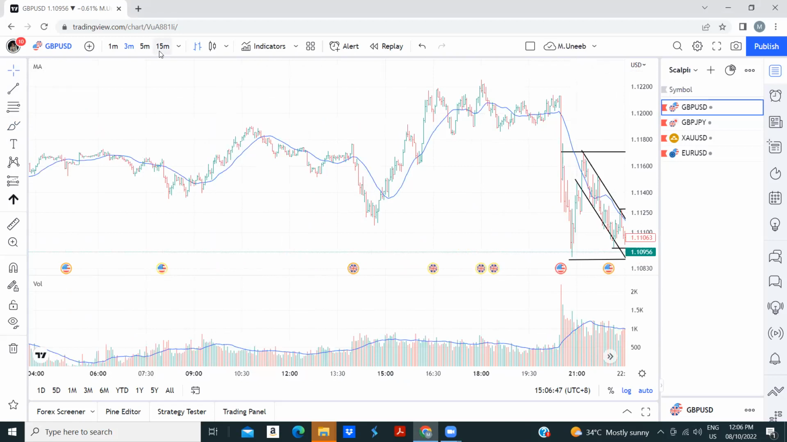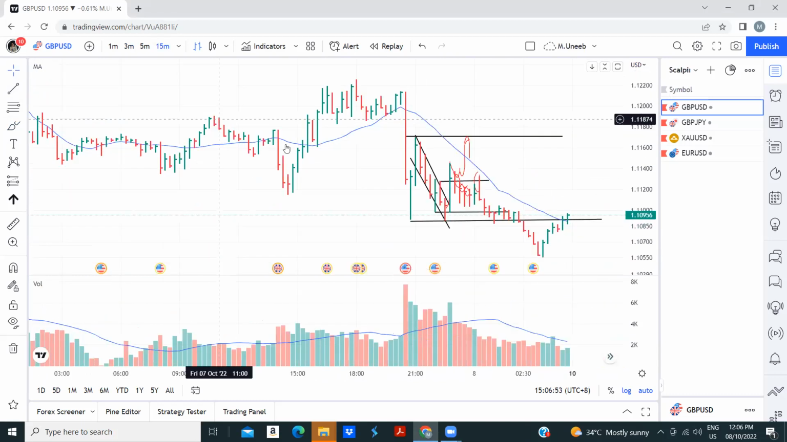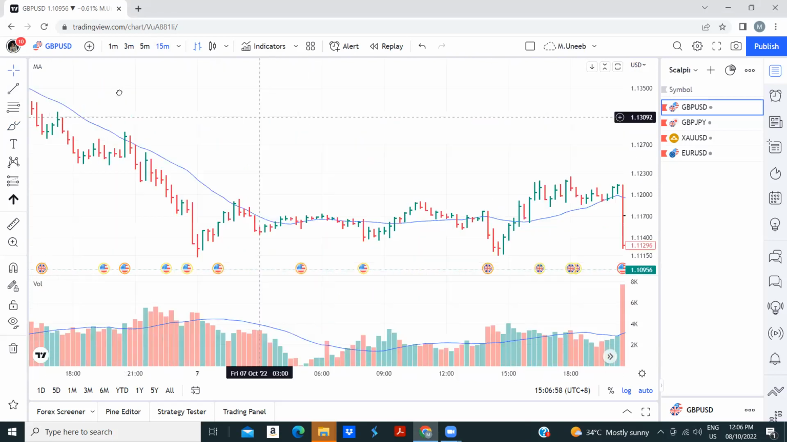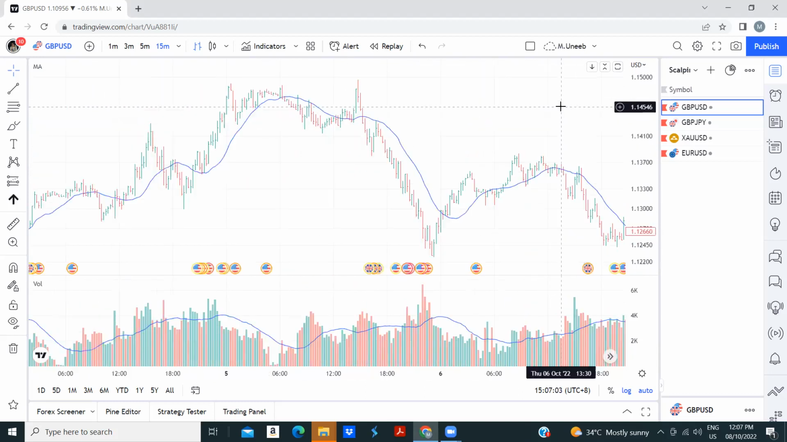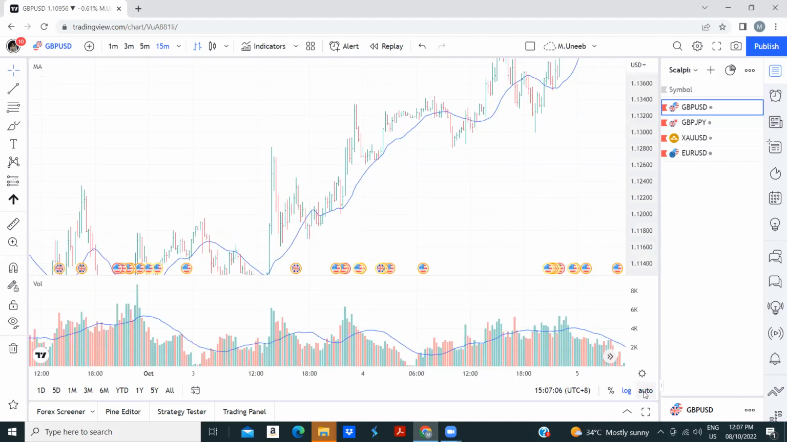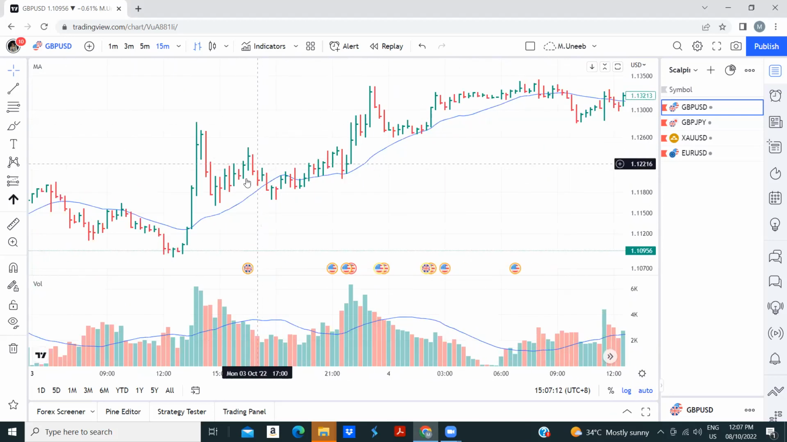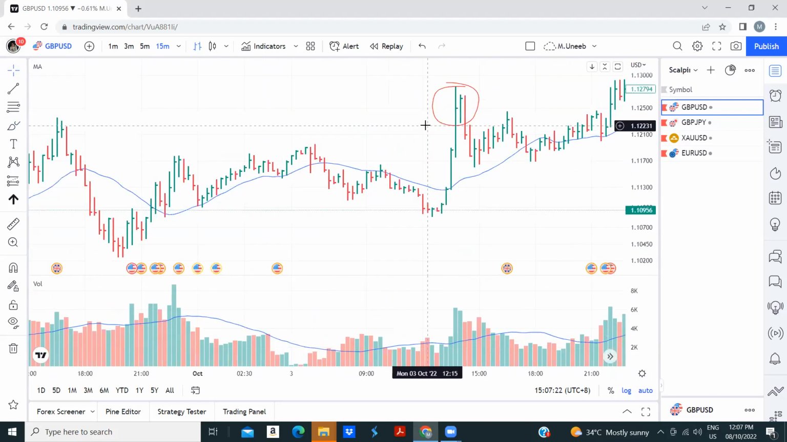Okay, so 15 minutes. This accumulation succeeded. This one here. This becomes what? Now you see this range here. You might say, oh, this is the buying climax. Right? Now, what I suggest you, go back and see the last move. Okay, this happens at what time?